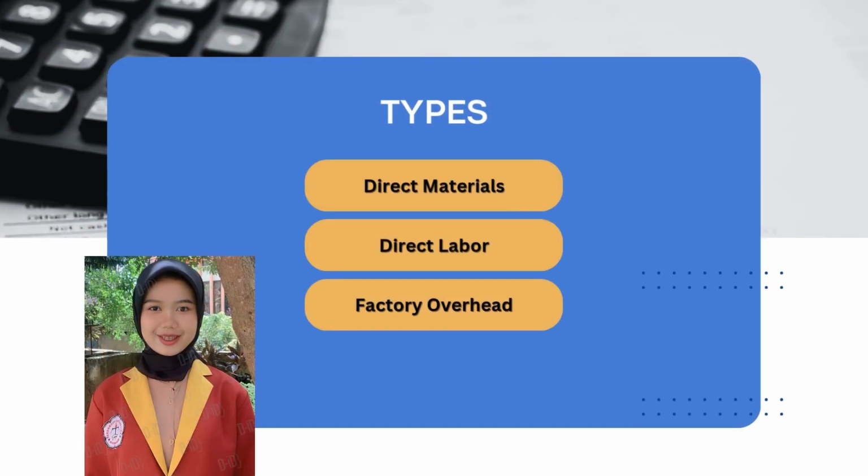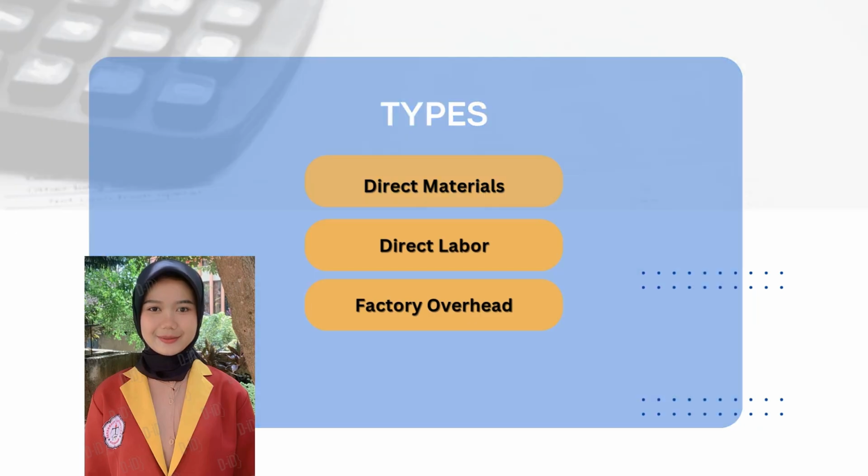Types of costs in process costing. There are three main cost components in process costing. 1. Direct materials. Costs for materials directly used in the production process. 2. Direct labor. Costs related to the wages of workers directly involved in production. 3. Factory overhead. Indirect costs incurred during production, such as electricity, water, machine depreciation, and maintenance costs. These costs are collected and allocated systematically to each process or department.